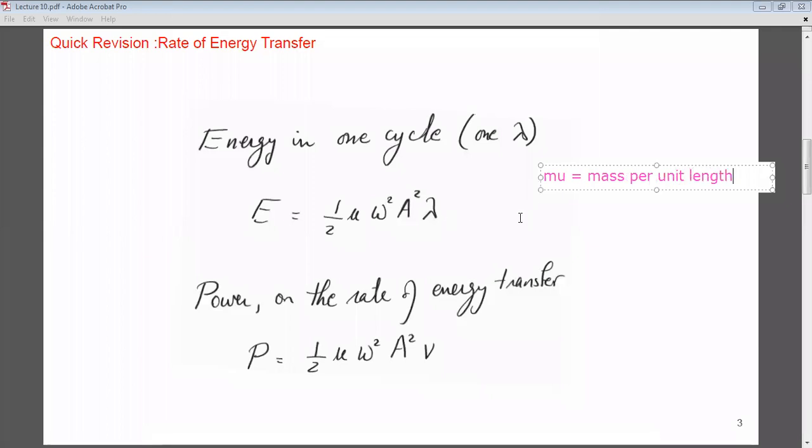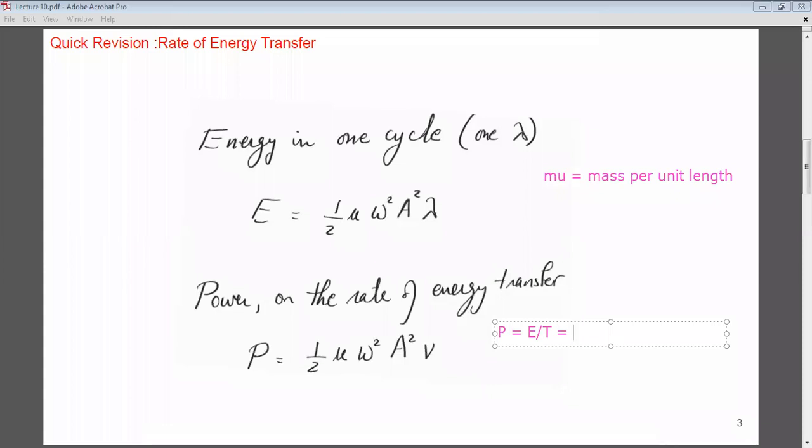Okay, and lambda is the wavelength of the wave. A is the amplitude, and omega is the angular speed, which is 2 pi f. The power, or the rate of energy transfer, is half mu omega squared A squared v. Okay, power, you just have to remember that power is E over T.